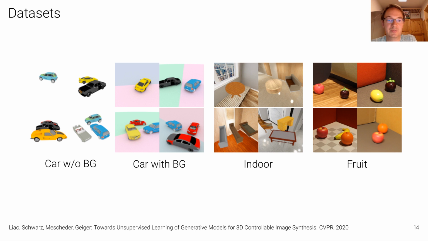Okay, so let's look at some results. We used multiple data sets for our experiments. We used, on the one hand, a simple car dataset rendered without background. Then we used a car dataset with background. We used a rendered indoor dataset where we have CAD models superimposed on real background images. And we use a fruit dataset. This is a real dataset that we captured using a camera, where we put artificial food in front of random backgrounds in our lab.